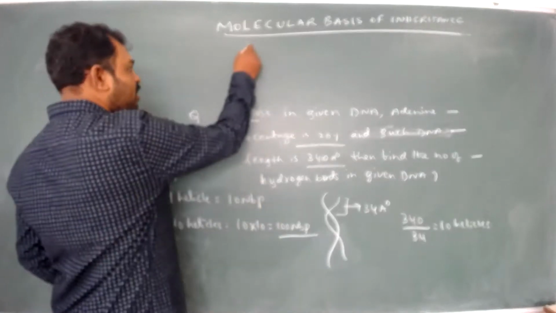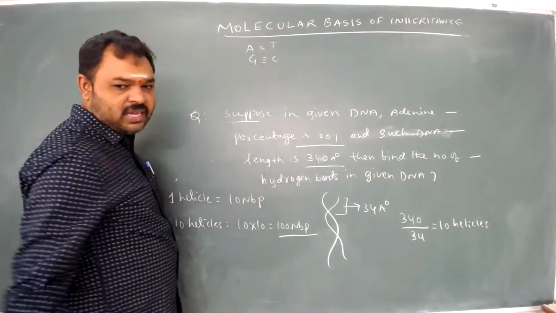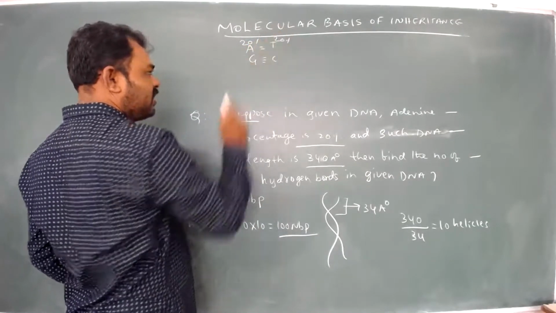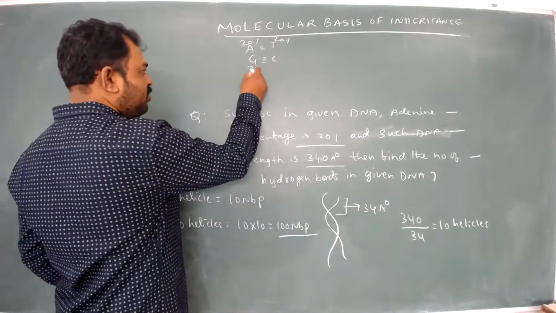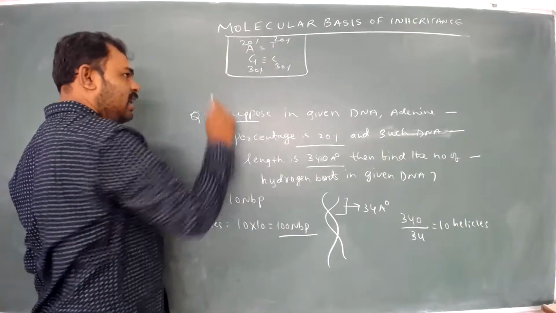You know Chargaff's law, A equals T, G equals C. A percentage is 20, which means T percentage is also 20. Then what about G? 30, then C 30%. You know this law.